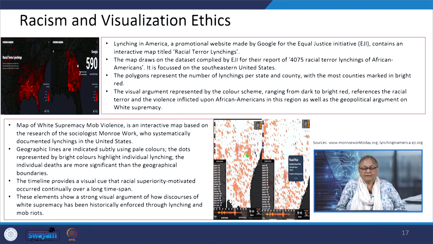The visual argument represented by color schemes ranging from dark to bright red references the racial terror and the violence inflicted upon African Americans in the region, as well as the geopolitical arguments on white supremacy. The second map discusses white supremacy mob violence. It is an interactive map based on the research of the sociologist Monroe Work, who systematically documented incidents of violence in the United States. The timeline provides a visual cue that racial superiority motivated violence occurred continually over a long time span. These elements show a strong visual argument of how discourses of white supremacy have been historically enforced through lynching and mob riots. However, in the grand scheme of racial violence, lynching represented only one small piece in a complex puzzle of institutional and structural racism.